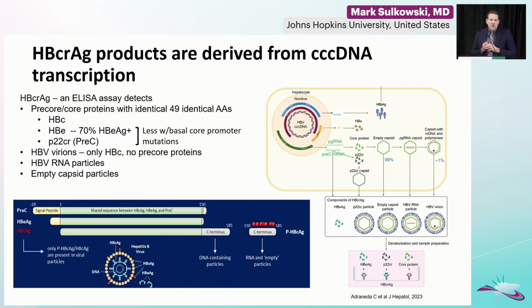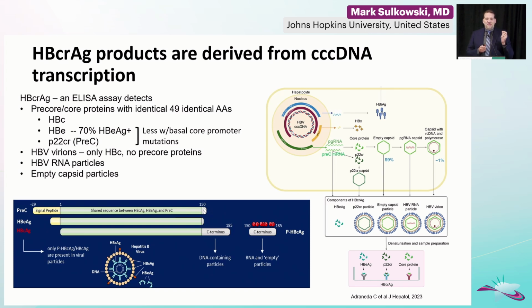So when we think about correlated antigen, it is certainly derived from cccDNA transcription, but it's complicated. When we look at e antigen positive patients, the vast majority of this comes from hepatitis B e antigen, with some coming from the P22CR or pre-C and some reflecting core. As patients move along that pathway to e antigen negativity, we see lower expression of correlated antigen components, and that's something that affects, I think, the sensitivity of this.